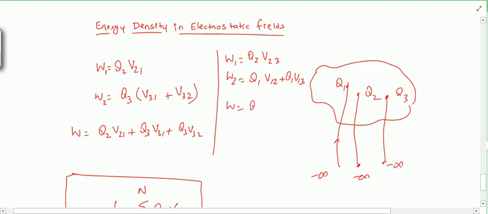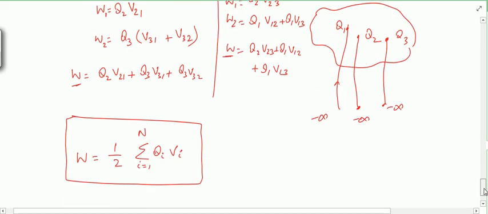So here the work done will be Q2 V23 plus Q1 V12 plus Q1 V13. Now here and here this work done will be same, because the same three charges are placed, right? So if I add these two equations, it will become twice of W, that is work done.